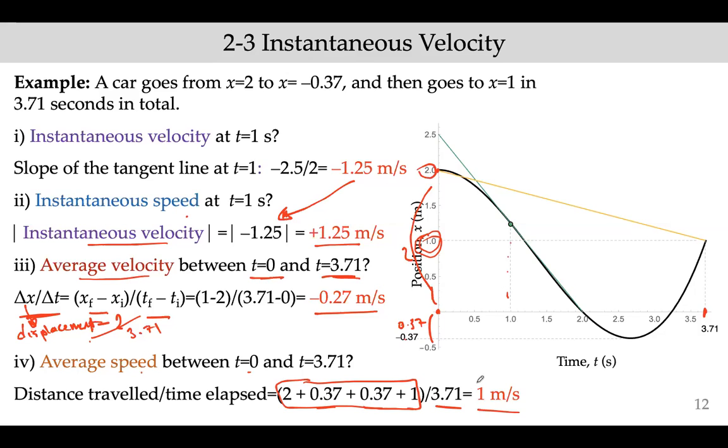Now, I want you guys to notice that the only relation is that these numbers are related by an absolute value, but for all other numbers, the average speed is different than the average velocity, and these two numbers are also different than the instantaneous speed and velocity.